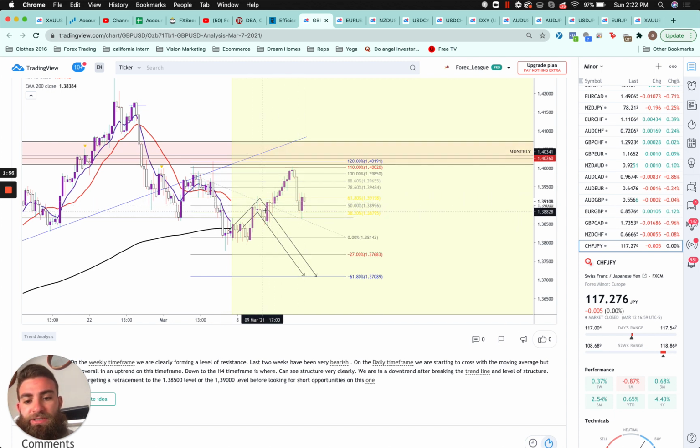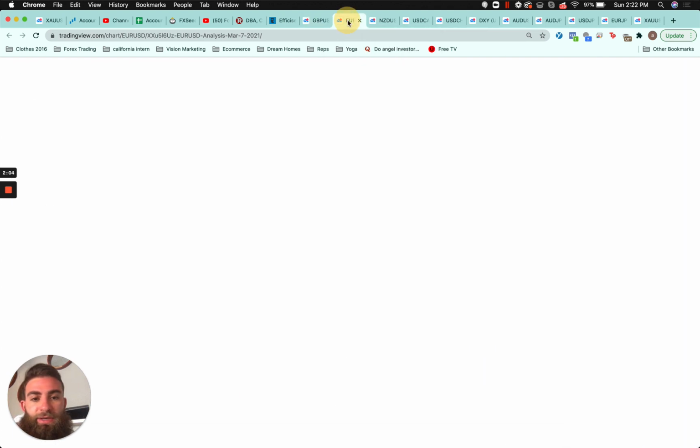So next week, as you can see, we've got that break, push down. Now we're testing support, bullish engulf in there. So might be looking for buys going into next week.